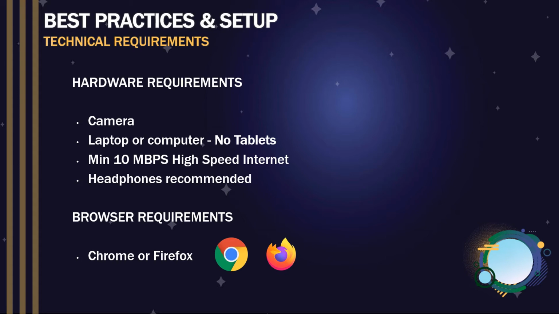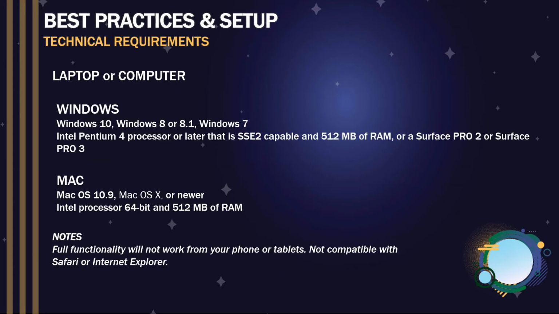You will need to use Chrome or Firefox as your browser during the conference, so please be sure to install either before the conference launches on April 12th. Software requirements are as follows. For Windows, you will need Windows 10, Windows 8 or 8.1, or Windows 7. Your processor should be an Intel Pentium 4 or later that is SSE2 capable and 512 megabytes of RAM. A Surface Pro 2 or Surface Pro 3 will also work.